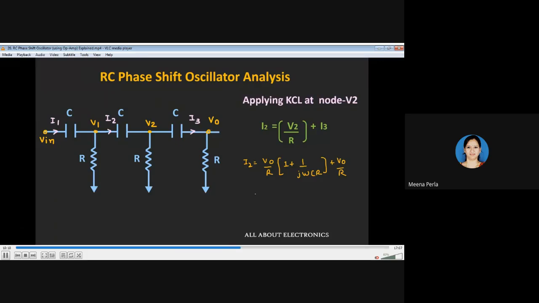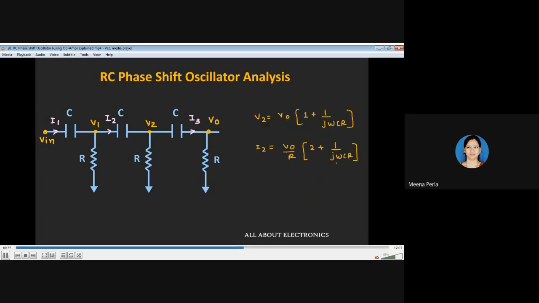And if we simplify this equation, then we can write VO by R in the bracket 2 plus 1 by j omega CR. So we got these two equations, V2 and I2, in terms of V0. Similarly, at this node V1, let us find out the expression for V1 and I1 in terms of output voltage Vout. At this node V1, we can write this voltage V1 as V2 plus I2 by j omega C, that is the drop across this reactance XC. We already know this expression of V2 and I2, so we can put V2 and I2 in this equation.